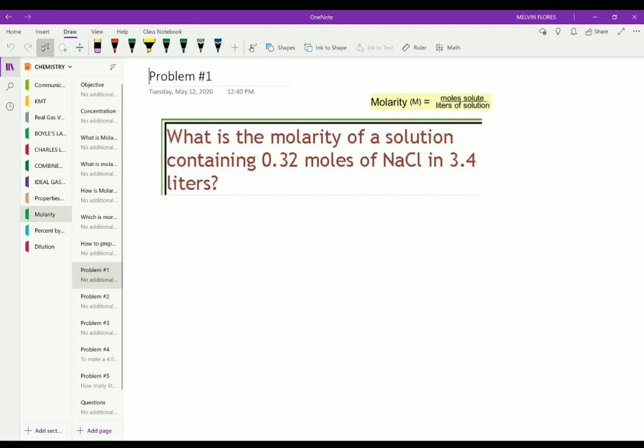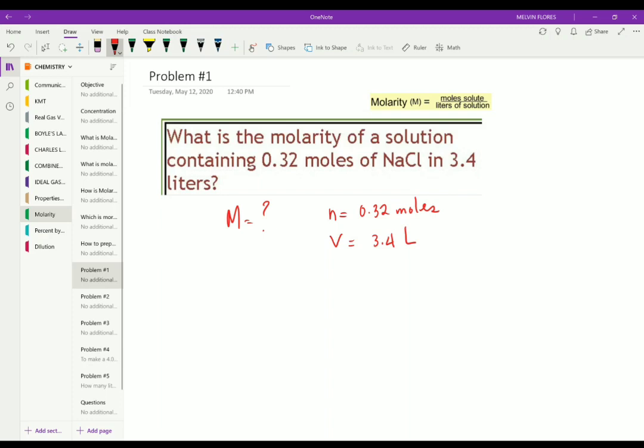So before we start plugging our numbers into our calculators, it's good to identify what we're solving for and the other variables in the question. For example, in this problem, of course, we're looking for molarity. Okay, we're looking for molarity. And then, of course, the number of moles, which is n, that's going to be 0.32 moles. And then we have also the volume of solution. So our volume is 3.4 liters.